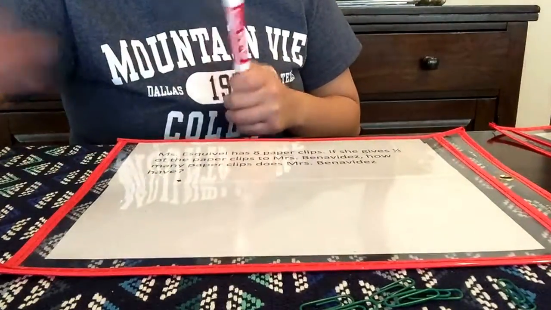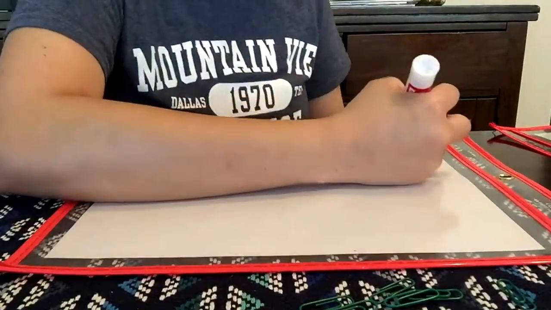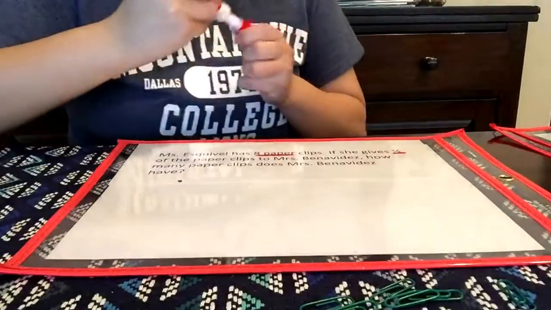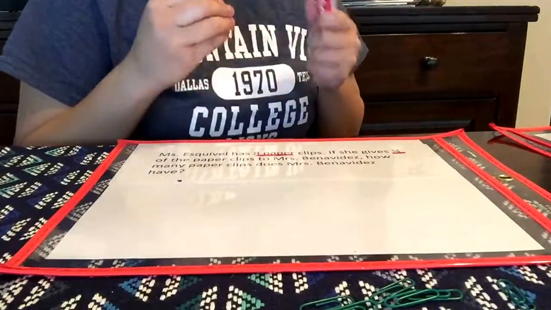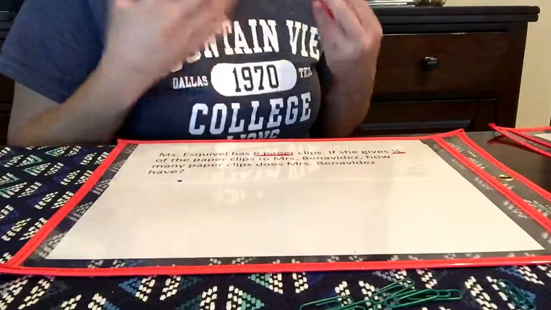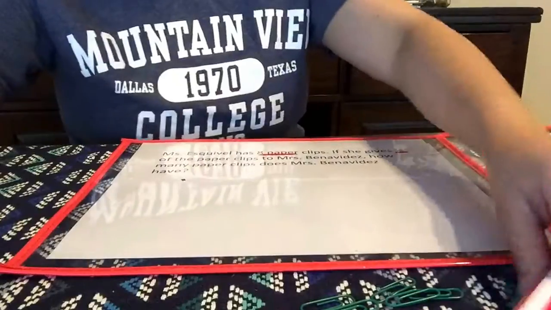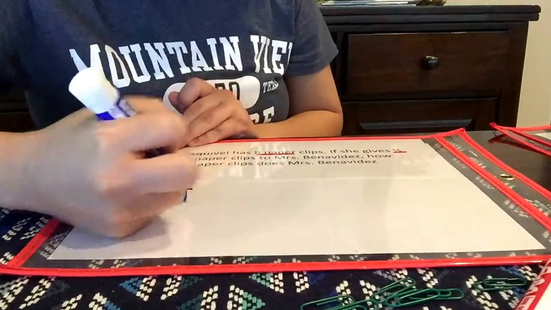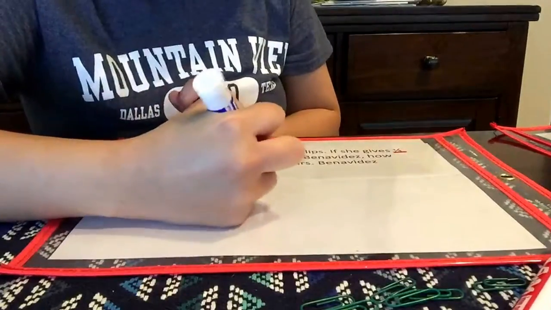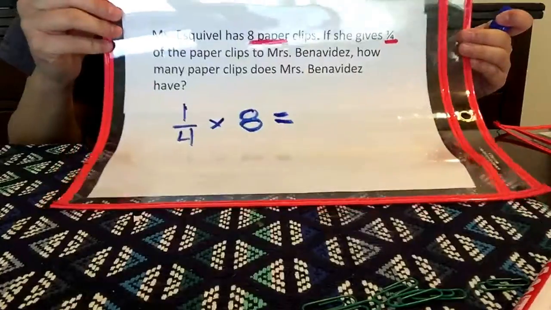So we know that Miss Esquivel has 8 paper clips, and then she gives 1/4 to Mrs. Benavides. So what the question is asking is, how many paper clips does Mrs. Benavides have? To solve this, what we are really looking at is 1/4 times 8 equals, and our equals is the amount of paper clips that Mrs.